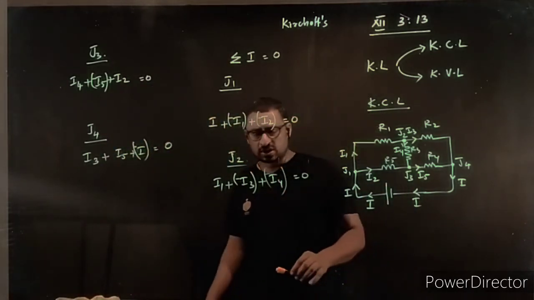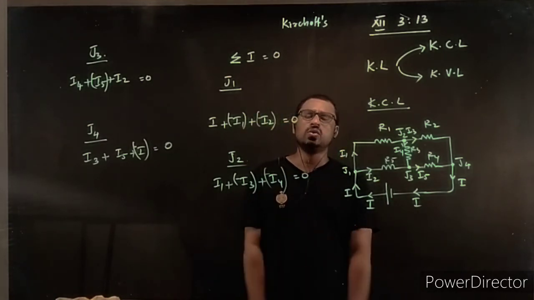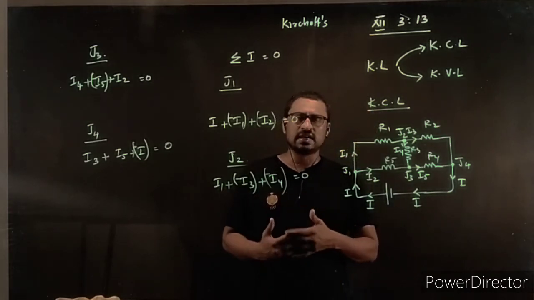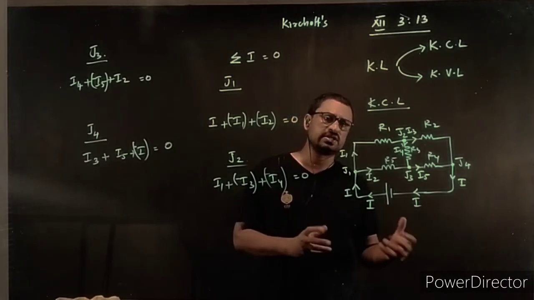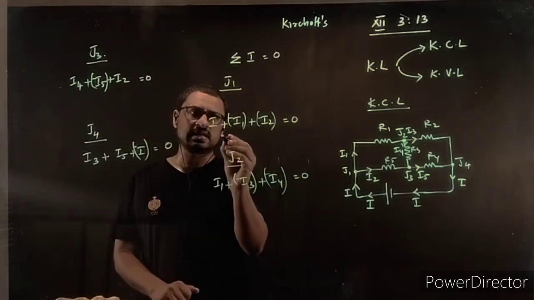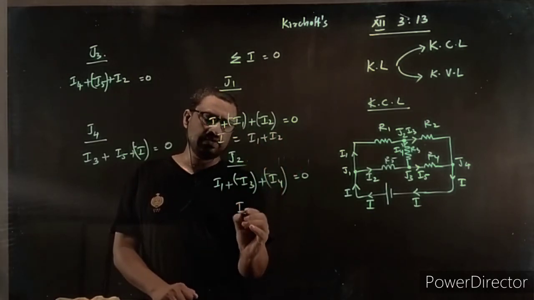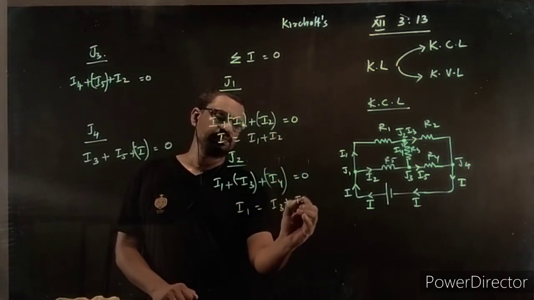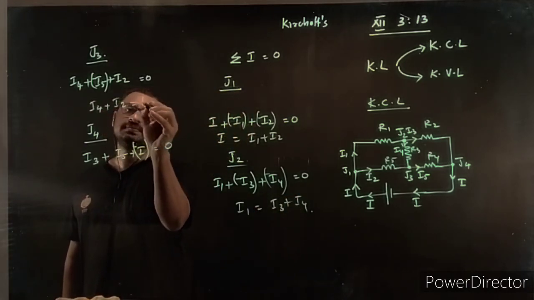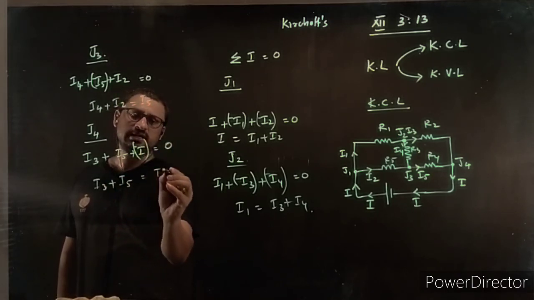So I will conclude. Kirchhoff's current law states that at a junction, the algebraic sum of the current is 0. When we apply the law, we adopt a sign convention: the current entering the junction is taken as positive and current leaving the junction is taken as negative. The same equations you can redraw like this. Here I equals I1 plus I2, right? Here I1 equals I3 plus I4, right? Here I4 plus I2 equals I5, right? Here I3 plus I5 equals I, right?